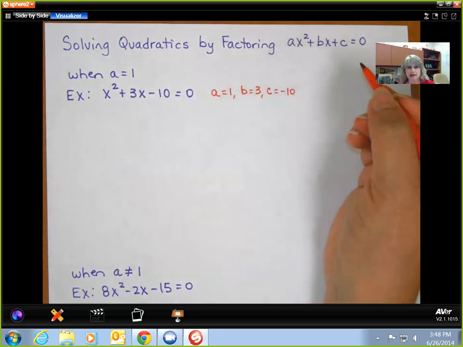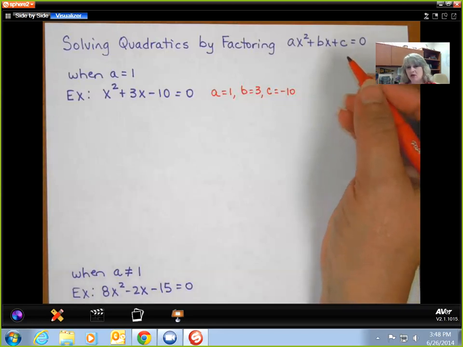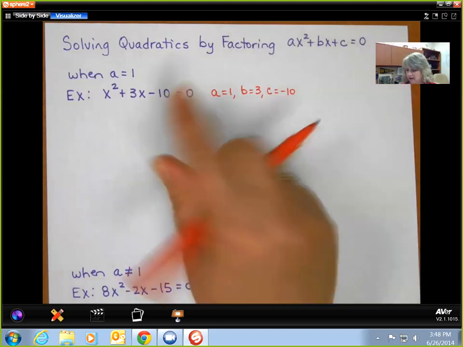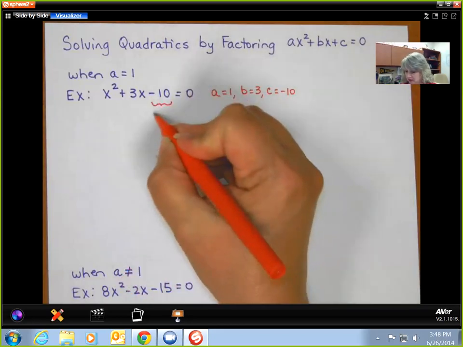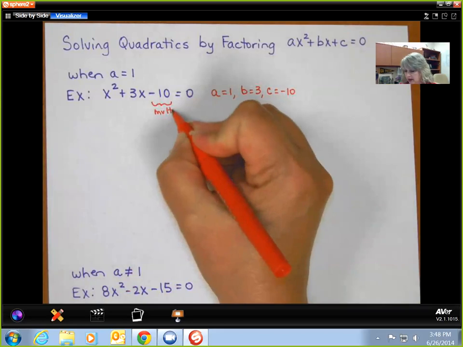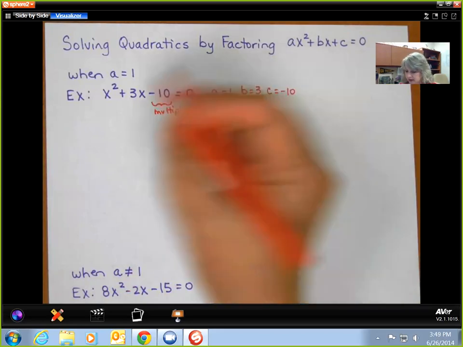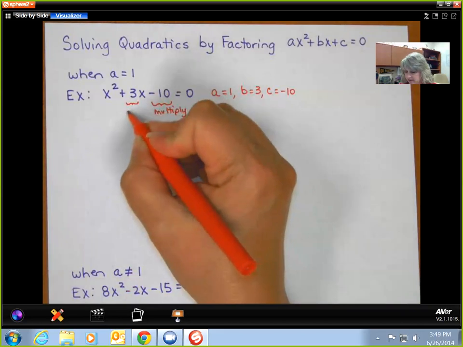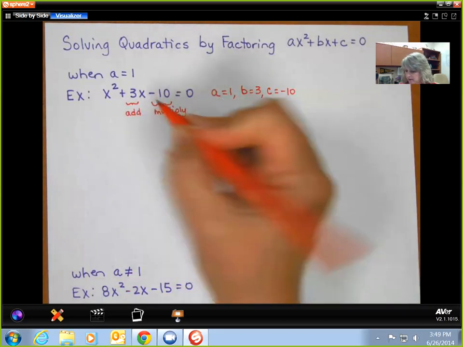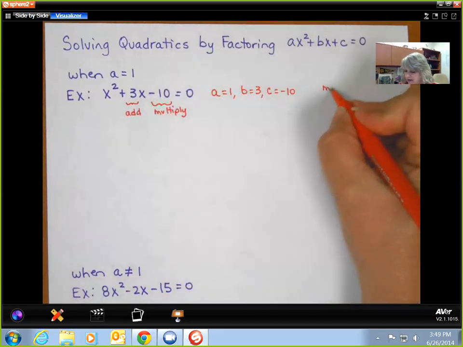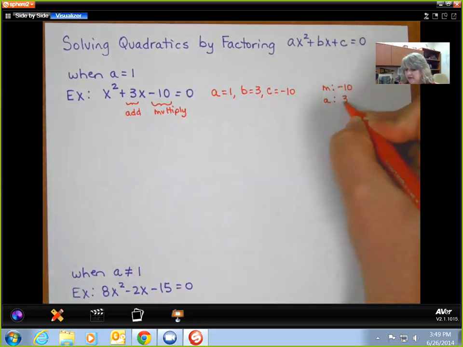These are pretty easy to do. When the a value is 1, you want to think about what two numbers multiply to give you negative 10, and they add up to be positive 3. So what multiplies to equal negative 10 and adds to be a positive 3?